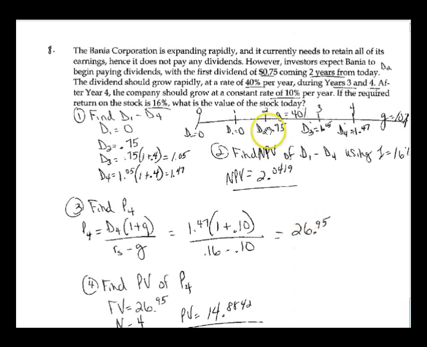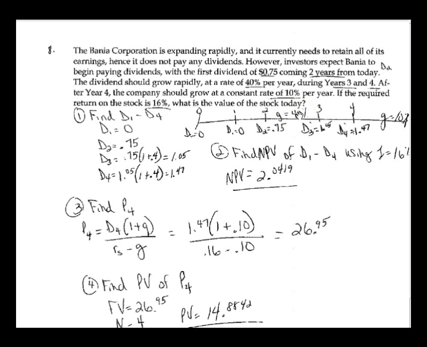The Banya Corporation is expanding rapidly and currently needs to retain all of its earnings. Hence, it does not pay any dividends. However, investors expect Banya to begin paying dividends with the first dividend of 75 cents coming 2 years from today. The dividend should grow rapidly at a rate of 40% per year during years 3 and 4. After year 4, the company should grow at a constant rate of 10% per year. If the required rate of return is 16%, what is the value of the stock today?